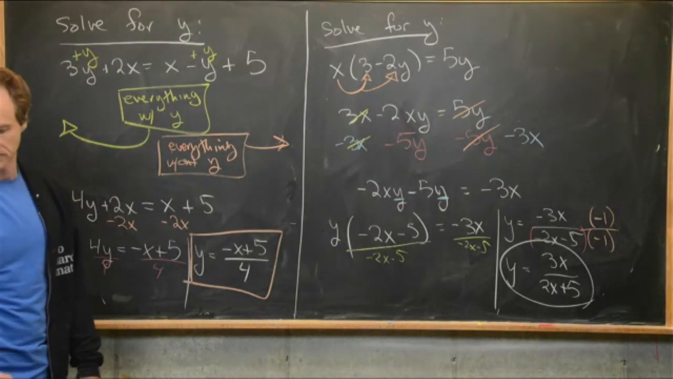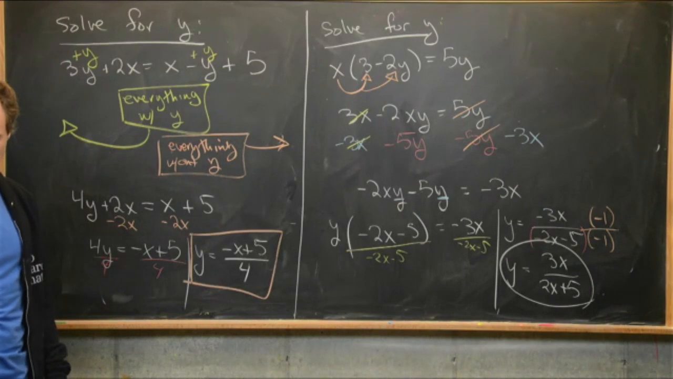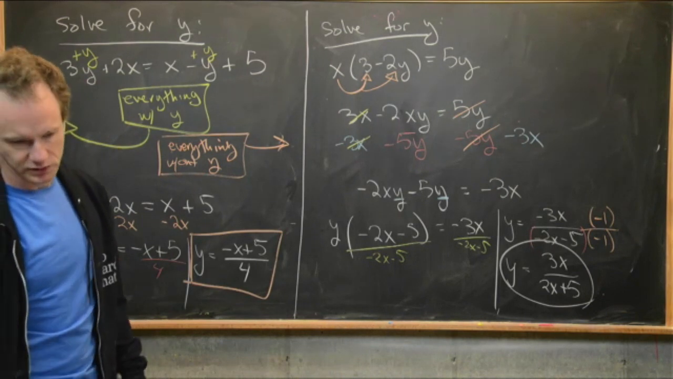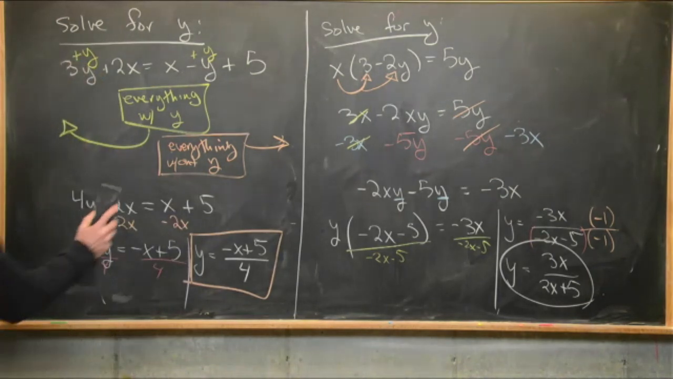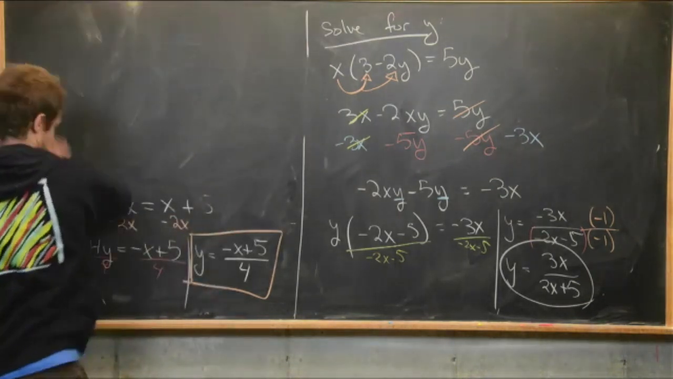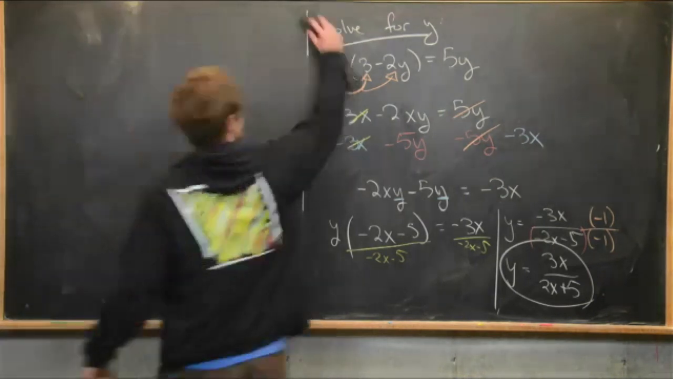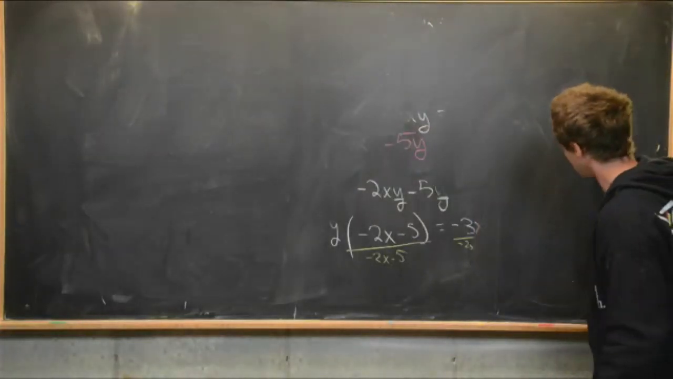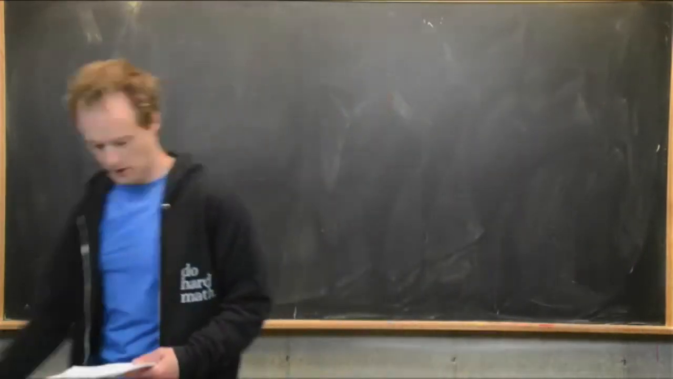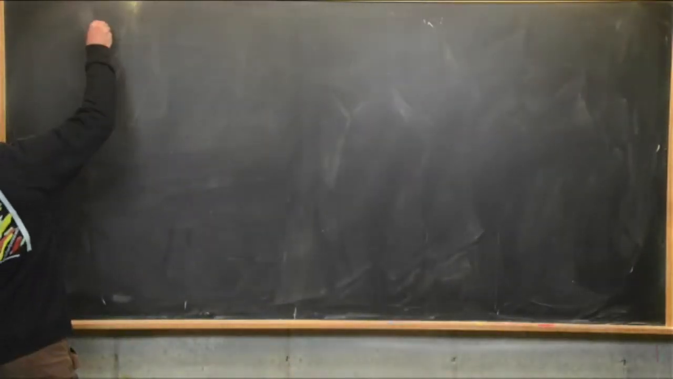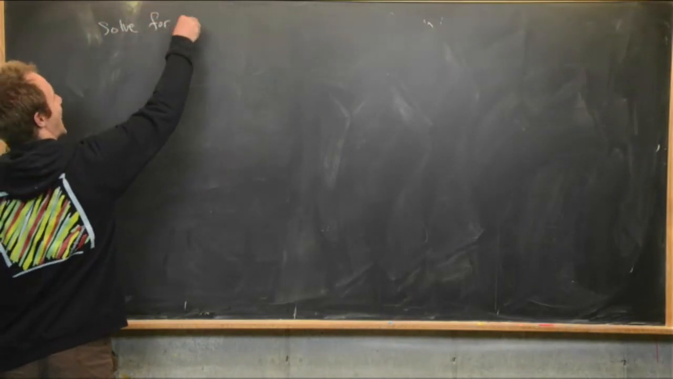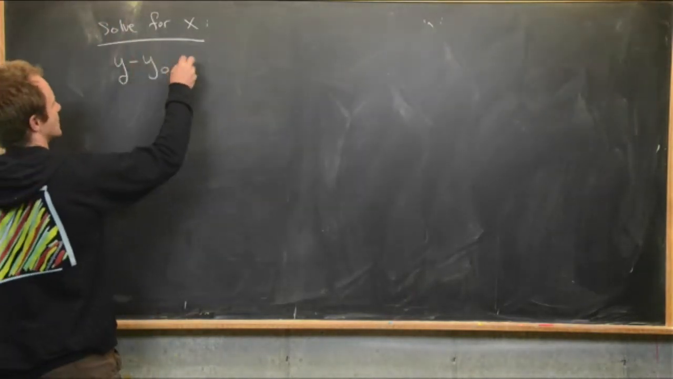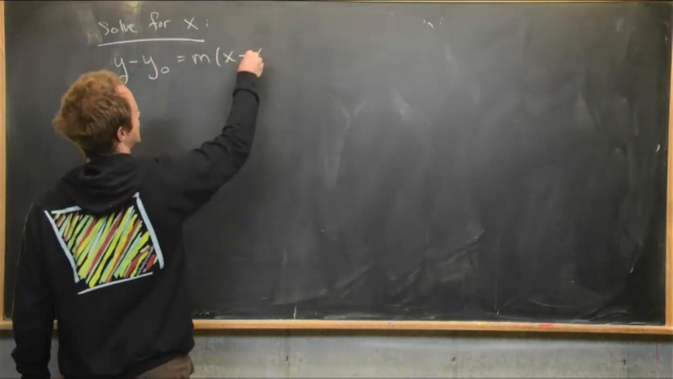Good. Okay, let's do one more, and then we'll do some. Okay, so let's say this one, let's solve for x. And here we have y minus y0 equals m times x minus x0.